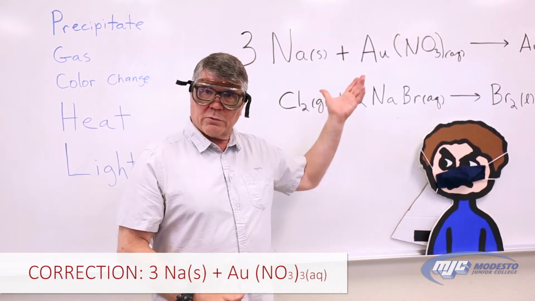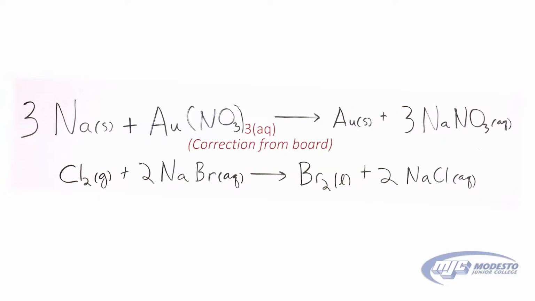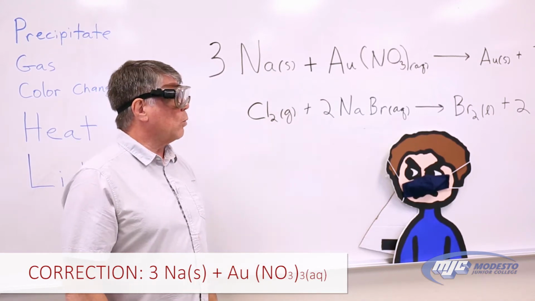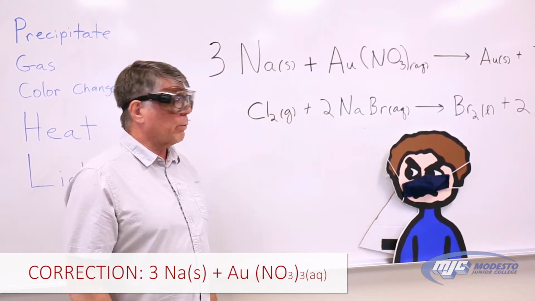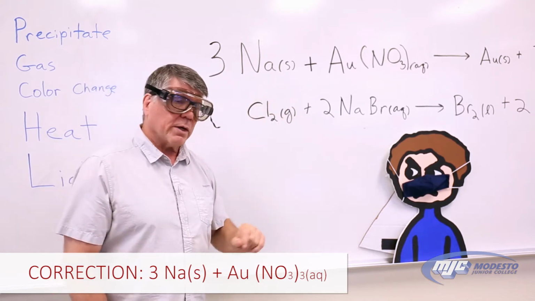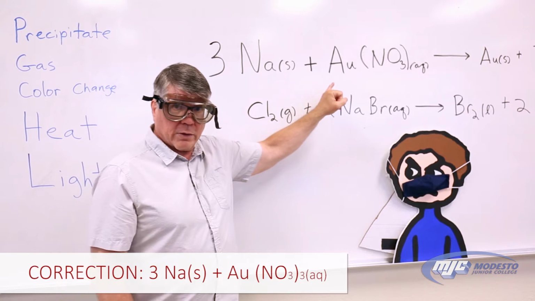reactions. Up here are two examples of single replacement reactions. In the top one here, this says that solid sodium is reacting with aqueous gold 3 nitrate. And if it does happen, we would get solid gold and aqueous sodium nitrate. So if this reaction does happen, what that tells us is that sodium is more active than gold.